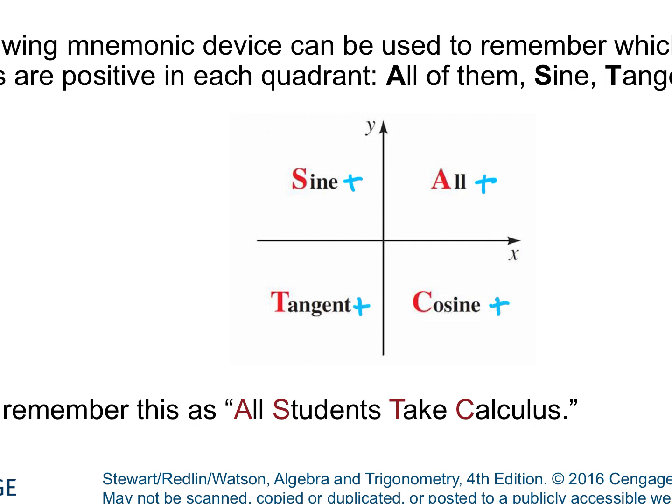In the first quadrant, all of our trig functions are positive. In the second quadrant, the one that has S, just sine and its reciprocal are positive. So sine and CSC, cosecant. In the third quadrant, just tangent is positive. Tangent and its reciprocal, cotangent. And then in the fourth quadrant, cosine and its reciprocal, secant, are positive. So starting in the first quadrant is all, and then you just go around your quadrants from there. So all students take calculus.